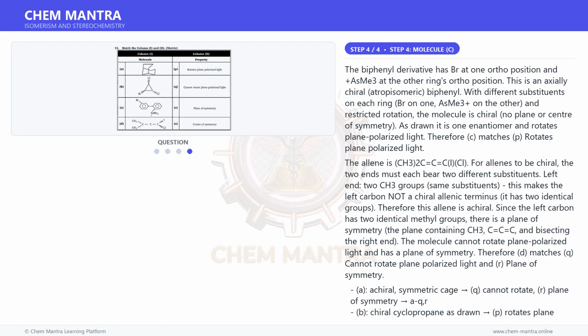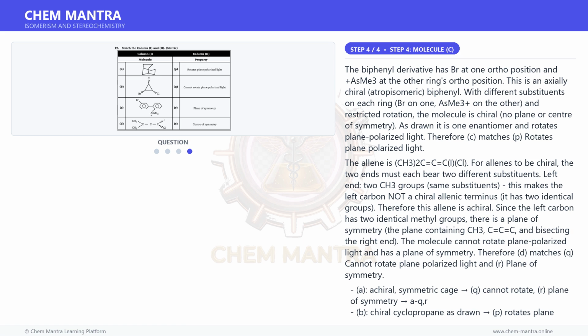Since the left carbon has 2 identical methyl groups, there is a plane of symmetry, the plane containing CH3, C=C=C, and bisecting the right end. The molecule cannot rotate plane polarized light and has a plane of symmetry. Therefore, D matches Q, cannot rotate plane polarized light, and R, plane of symmetry.